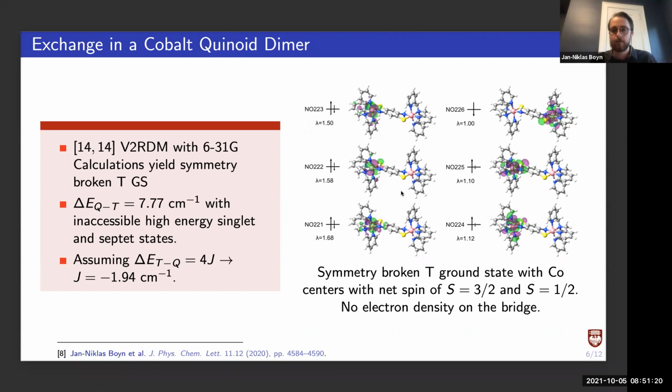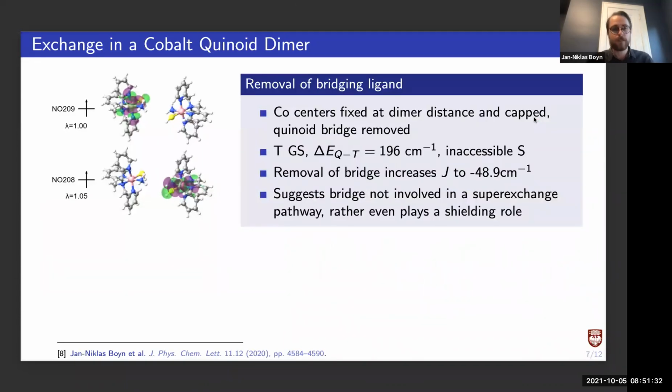Now, the fact that we can accurately reproduce this exchange coupling and spin state splitting, however we don't see any electron density on the bridge, really suggests that the bridging ligand may not actually be involved in any kind of exchange mechanism. So to further investigate this, we just removed the quinoid ligand and capped these two cobalt centers with hydrogens in their fixed positions. No reoptimization, so they're just fixed. So the cobalt-cobalt distance remains identical.